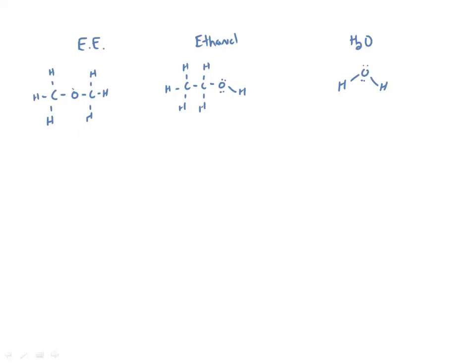So remember, we said this had a high vapor pressure. This had a low vapor pressure. So this must mean that this has weak intermolecular forces. This has strong intermolecular forces. So what we're saying is, what do we mean by that? What intermolecular forces are present in that ethyl ether?